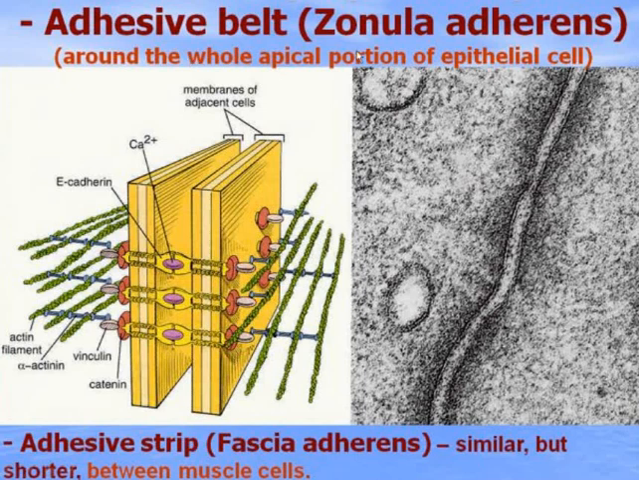Adhesive belt or zonula adherens is around the whole apical portion of the epithelial cell. It also includes integral proteins of two cells with calcium ions between, and to these integral proteins is connected the cytoskeleton. Adhesive strips are similar but shorter between muscle cells.